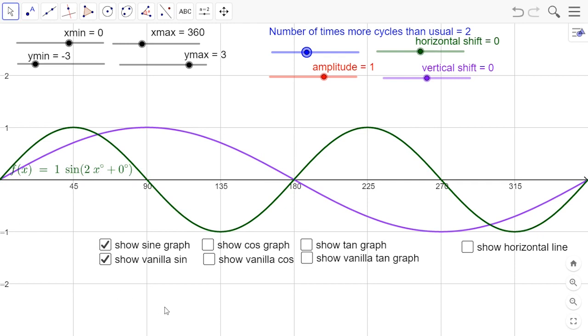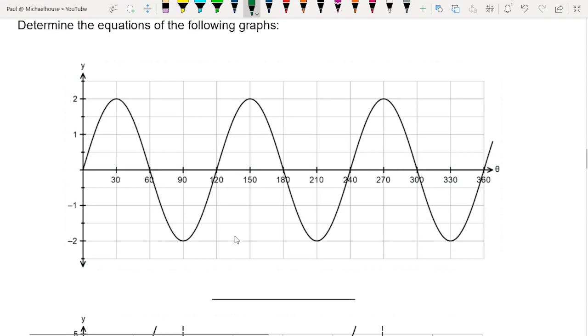These sketches are all available on the CIMI website, so feel free to engage with them and enhance your understanding of these things. Okay, let's put all that into practice and let's now find the equations of some graphs.